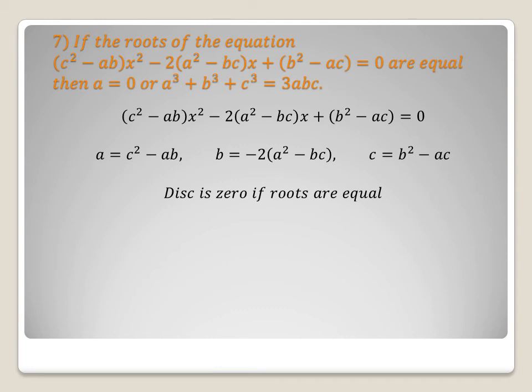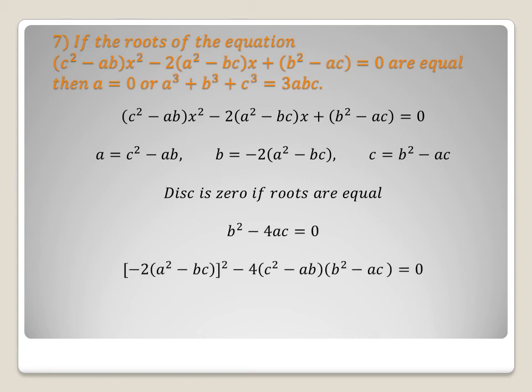Applying the discriminant, when the roots are equal, obviously the discriminant is equal to 0, so b square minus 4ac equals 0. Applying the values, instead of writing b square, we will write minus 2 into (a square minus bc) whole square, minus 4 into (c square minus ab) into (b square minus ac).